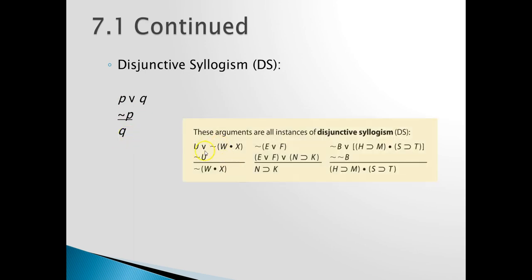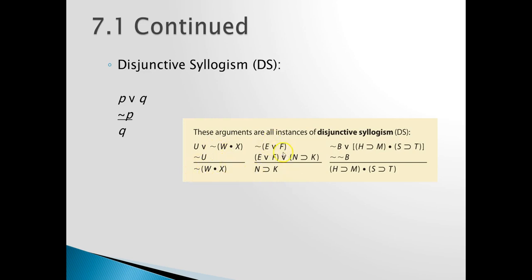More examples of this. So if I have U or not both W and X, and I know that U is false, well that means one part of my disjunction is false, so the other part must be true. And for this to be true, I need exactly this, not both W and X. Don't ignore that negation. That needs to come with it.